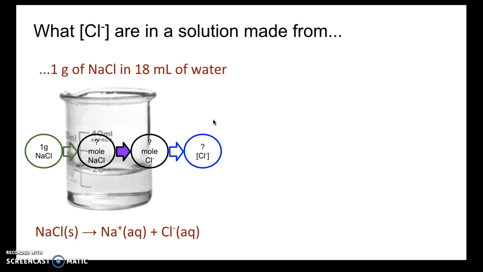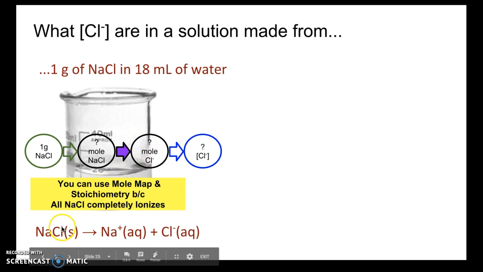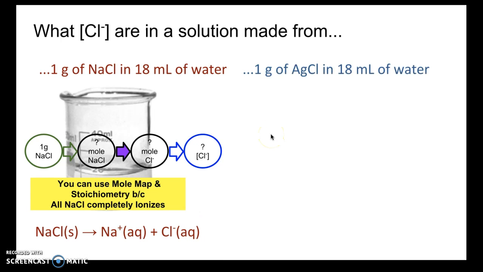Okay, so we can do that for sodium chloride, and that's because when you dissolve sodium chloride in water, all of it is going to break apart into its ions. So that means that the molar ratio, if you have 1 mole of sodium chloride, you expect that you're going to get 1 mole of chloride ion. But what happens if you have something like silver chloride? So we're going to do the same thing.